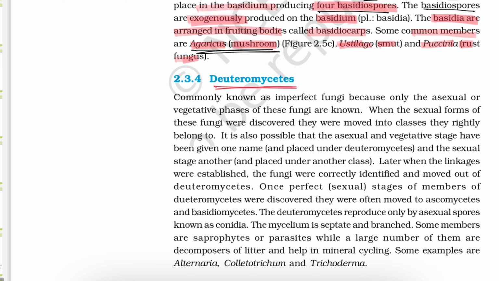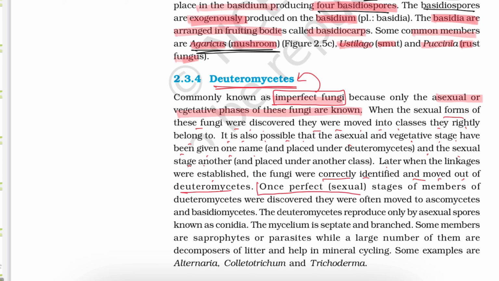Deuteromycetes, commonly known as imperfect fungi, because only the asexual or the vegetative phase of these fungi is known. It is important: which of the following classes of fungi is known as fungi imperfecti or imperfect fungi? It is Deuteromycetes. When the sexual forms of these fungi are discovered, they are moved into the classes they rightly belong to. It is also possible that the asexual and vegetative stage have been given one name and the sexual stage another name. Later, when the linkages are established, the fungi are correctly identified and moved out of the Deuteromycetes.